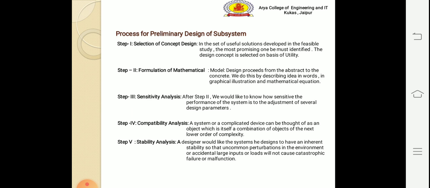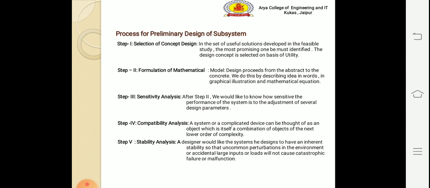Process for preliminary design of subsystem. Step first, selection of concept design. In the set of useful solutions developed in the feasibility study, the most promising one must be identified; the design concept is selected on the basis of utility. Step second, formulation of mathematical model. Design proceeds from the abstract to the concrete. We do this by describing the idea in words, in graphical illustration and in mathematical equations.